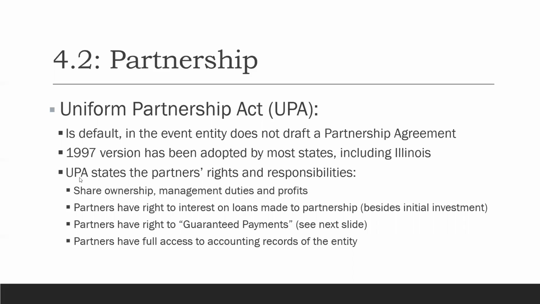What the UPA does is state the partner's rights and responsibilities regarding share ownership, management duties and profits, detailing that the partners have right to any interest on any loans made to the partnership that excludes their initial investment. The partners have a right to what's called a guaranteed payment. I just talked about that a minute ago. And the partners do have full right to full access of the accounting records of the industry. So any partner in the partnership has the right to look at the books anytime they choose.